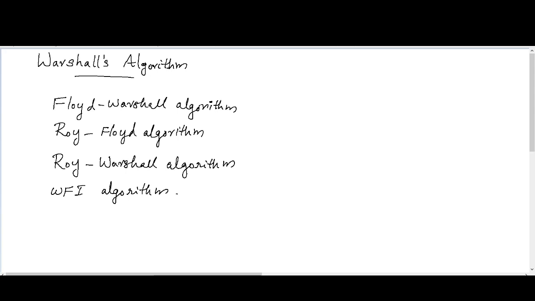Here we are applying the dynamic programming approach, and in this method we have to take a sequence of decisions. Now it is best used for dense graphs.